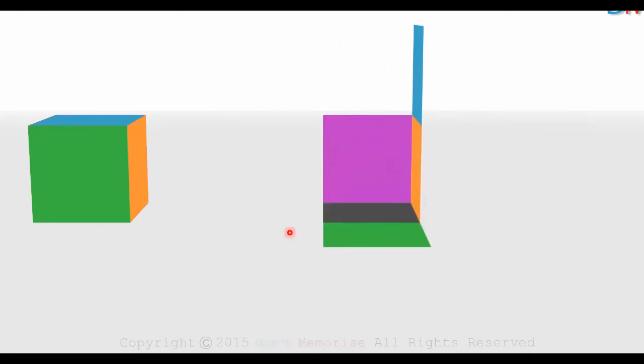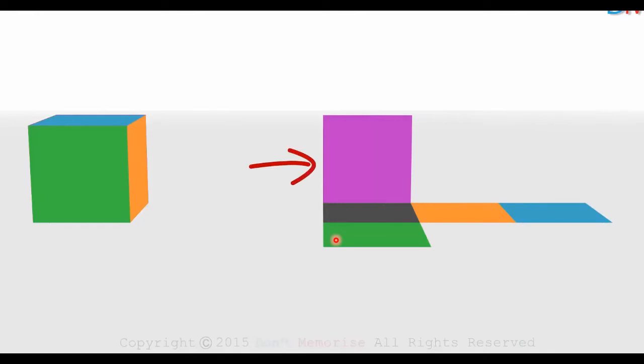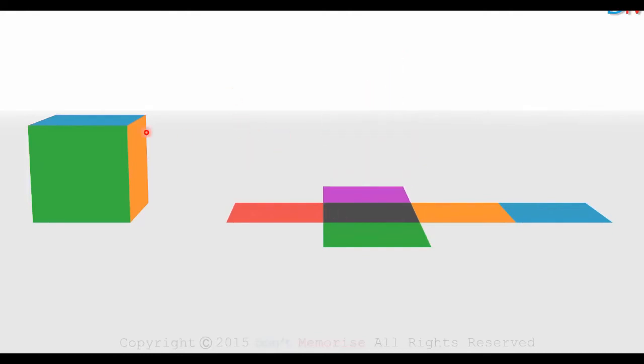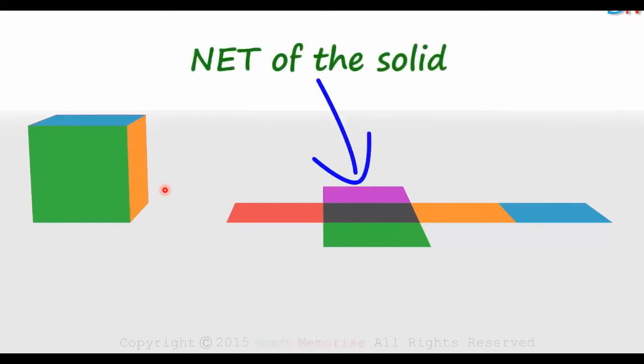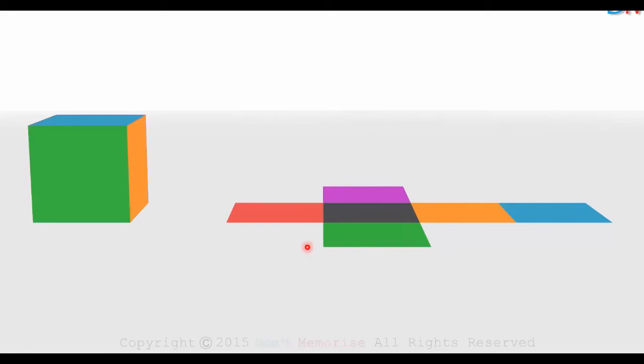Okay, so now we have dissected this cube. Now we get a 2D shape, isn't it? This is not a 3D shape. Now we got a 2D shape. This is called the net of this cube. So net is nothing but if we open all the sides and lay it flat, it is called the net of the 3D shape. It is a two-dimensional shape.